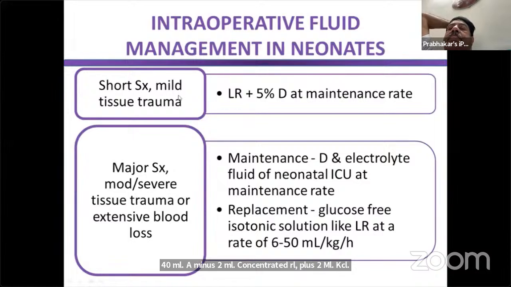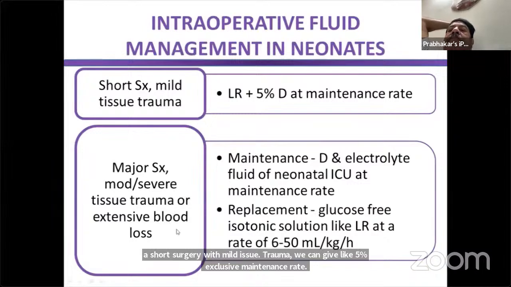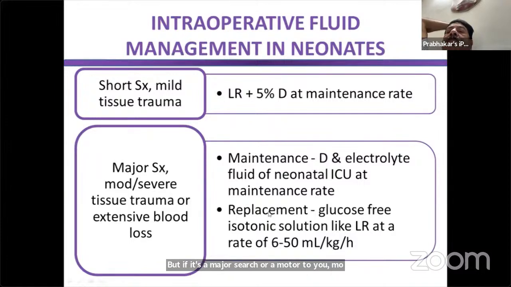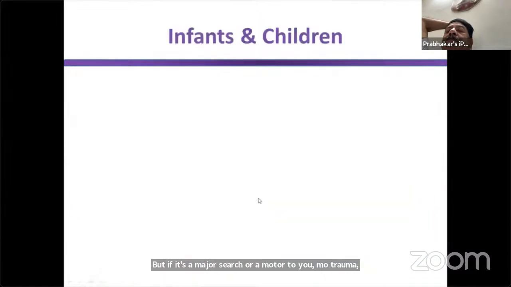Now what about intraoperative management? In a short surgery with mild tissue trauma, we can give lactated Ringer's plus 5% dextrose at maintenance rate. But if it's a major surgery or moderate to severe tissue trauma is there, then in addition to this, you require replacement with a glucose-free isotonic solution.